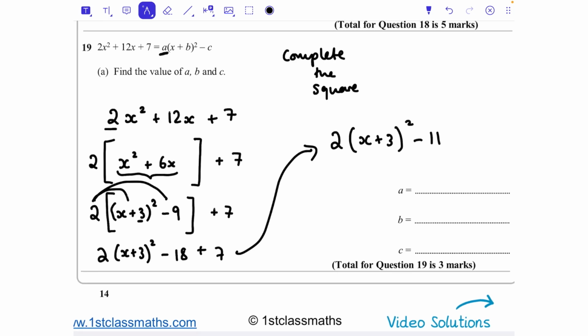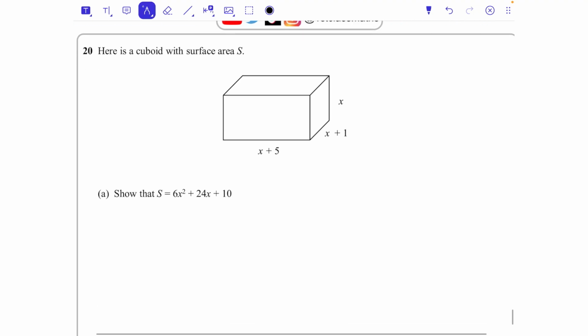So A is the number in front of the bracket, that's 2. B is the number inside the bracket, that's 3. And C on the end, because they've got the minus here, we're not going to bother with our minus, so we'll just write 11 there. That's absolutely fine. If they had plus here, you would put minus 11 on the answer line. So there we go. If you wanted to know the turning point, not that we were asked it for this question, it's going to be whatever makes this bracket equal 0. So it'd be minus 3, and then whatever number you've got on the end here, minus 11. So that would be the turning point if you were asked for it, but in this case we weren't, so don't worry about that.